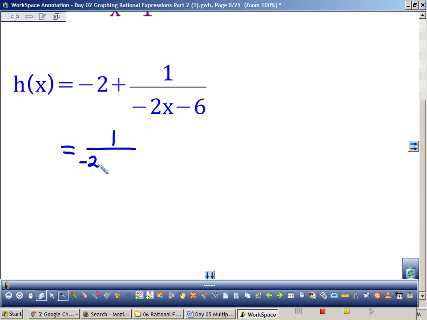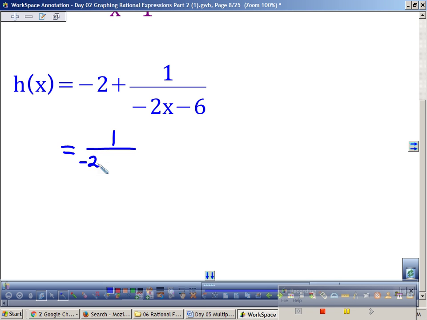I'm going to factor out a negative. I asked nicely. Thank you. Negative 2 times x plus 3, Florencia. x plus 3. And then minus 2. But I can't leave it in this form. I've got to pull out that negative 2, but it's in the denominator.